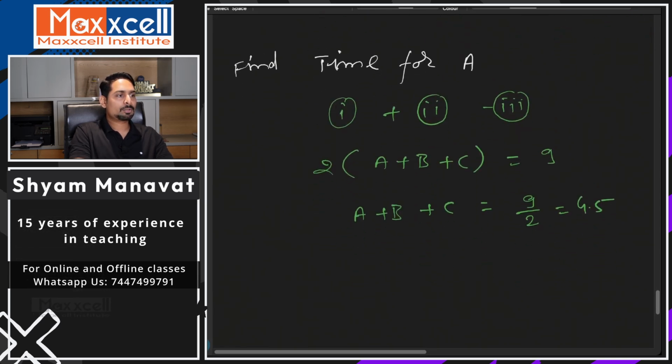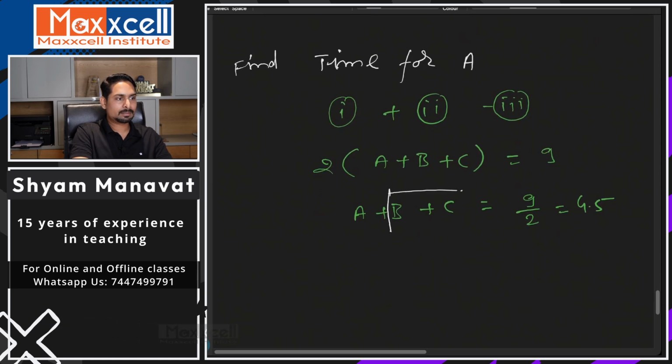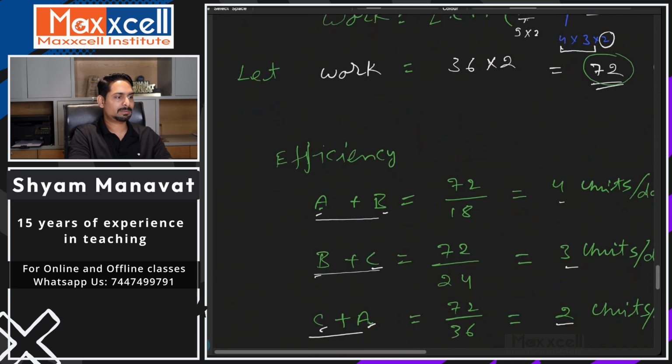Now if you want to find time for A, we also need to find efficiency of A. How do we do that? We can replace the value of B plus C here. What is B plus C?